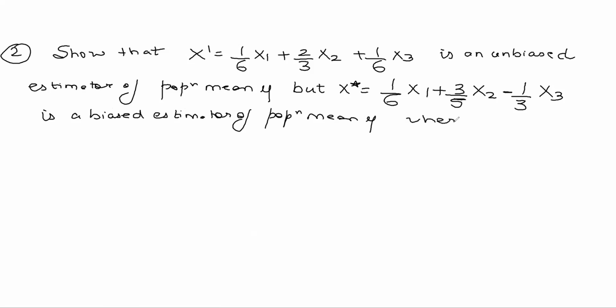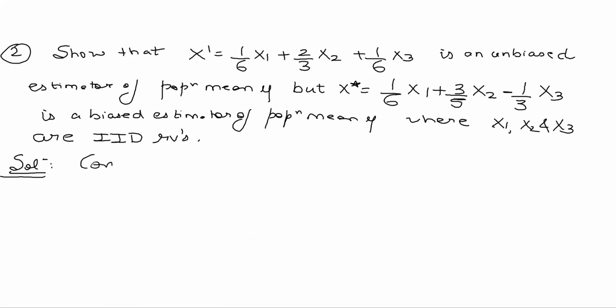where x1, x2 and x3 are independent and identically distributed random variables. So we need to show this. Okay, so let's go through this once. Let's look at the solution.